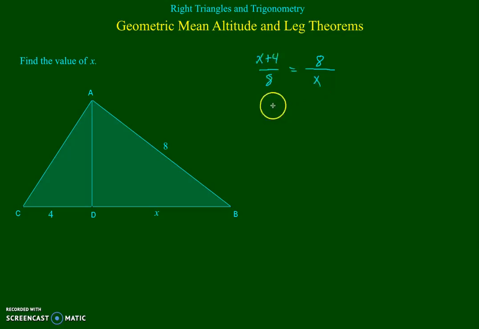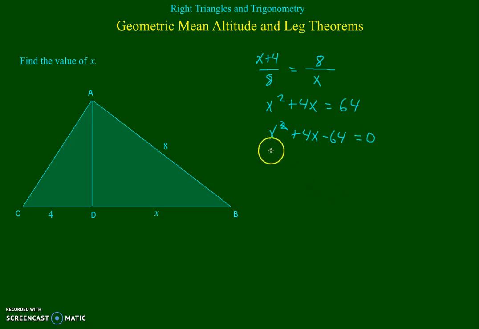x times x is x squared. x times 4 is 4x. And that equals 8 times 8, which is 64. Now here you can see we have a quadratic equation. And so in order to solve this quadratic, we're going to have to get everything on one side and put it in standard form. So x squared plus 4x minus 64 equals 0.